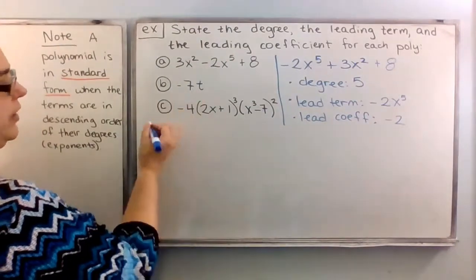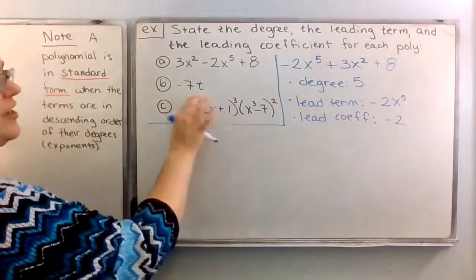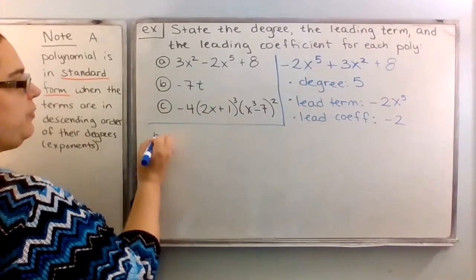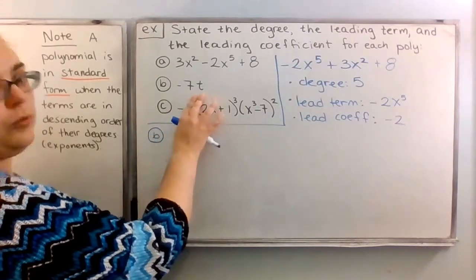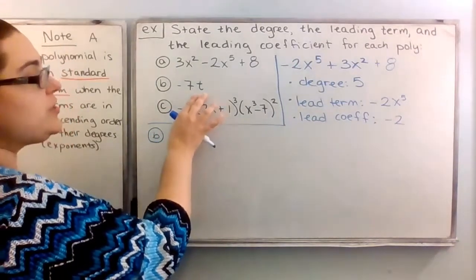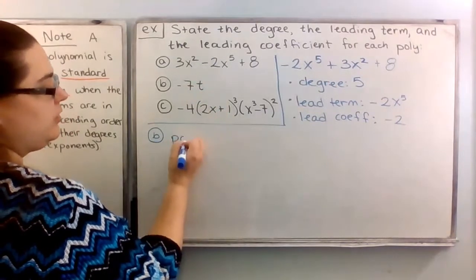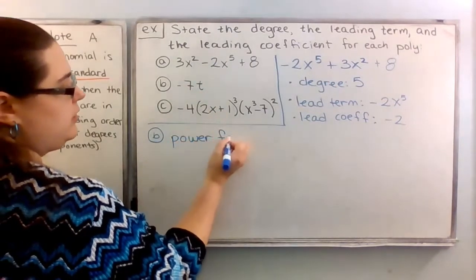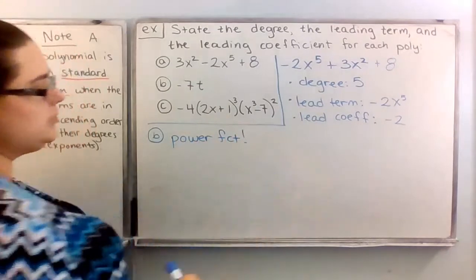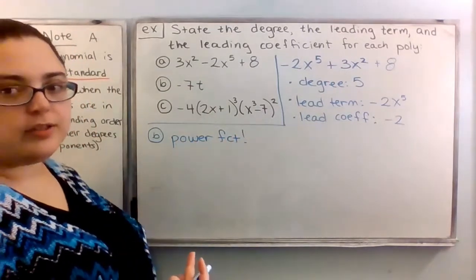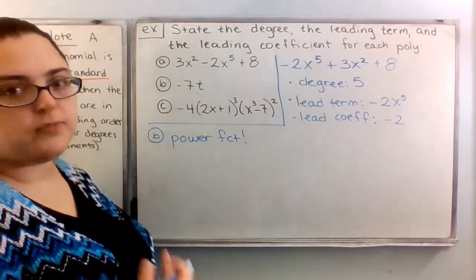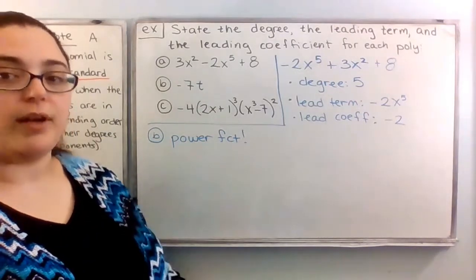So let's look at example B. So example B has -7t. So B is a polynomial with only one term. So this is a power function. You may also have heard this called a monomial before. So a monomial is a polynomial with one term.